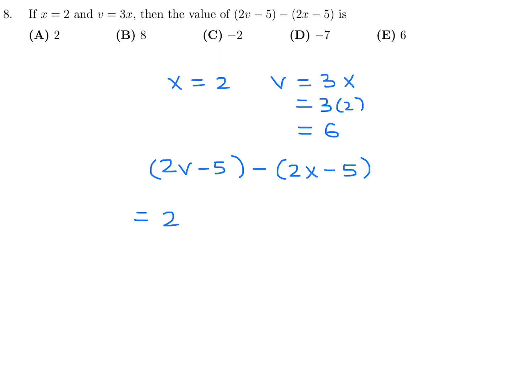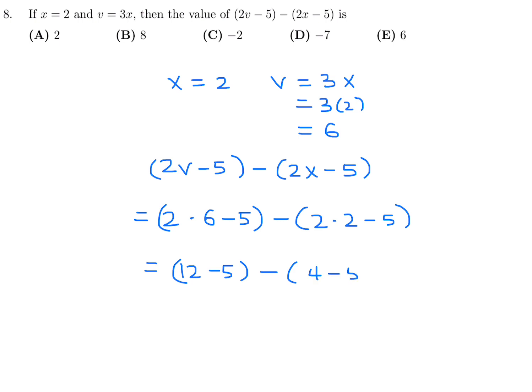2 times v is 2 times 6 minus 5. And then 2 times 2 minus 5. So this becomes 12 minus 5, and this is 4 minus 5. So this is 7, and this is negative 1. So we are going to have basically 7 plus 1, which is 8. Number 8, the answer is 8. And that is choice B.